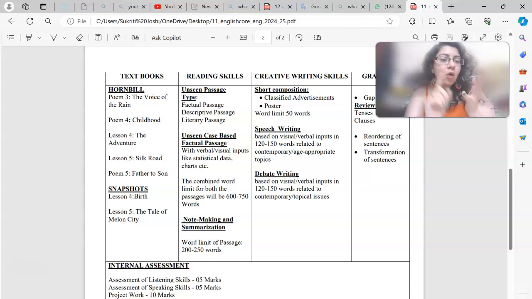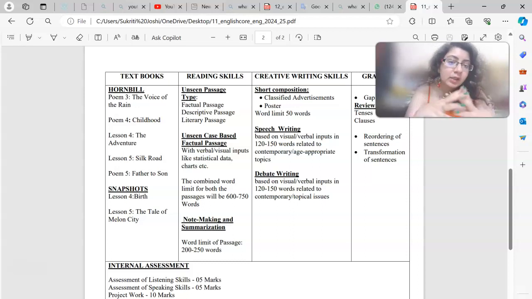Again we have our Hornbill. Now we have poem 3, The Voice of the Rain, poem 4, Childhood, lesson 4, The Adventure, lesson 5, Silk Road, poem 5, Father to Son. And when we talk about Snapshots, we have lesson 4, Birth, lesson 5, The Tale of Melancholy, right?